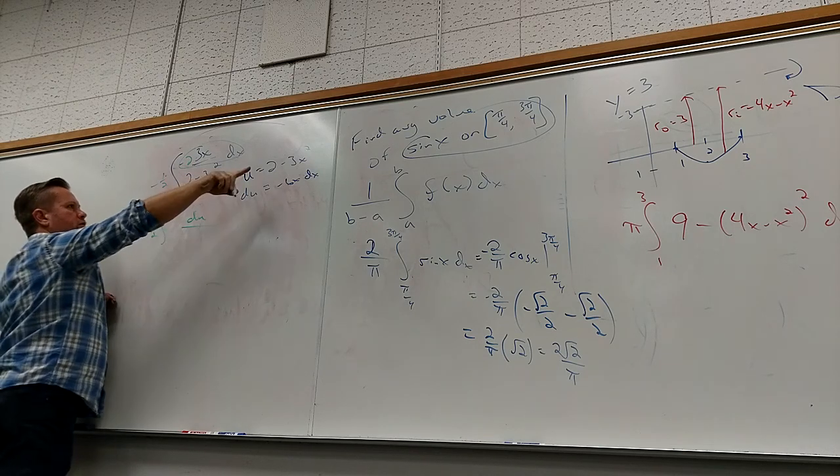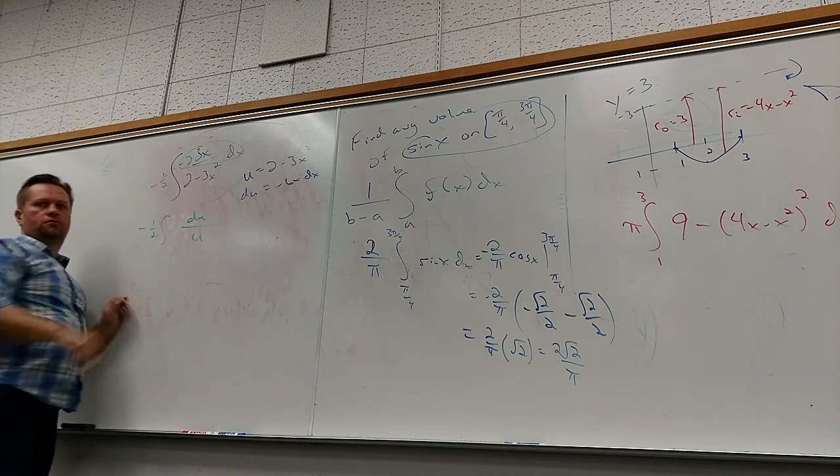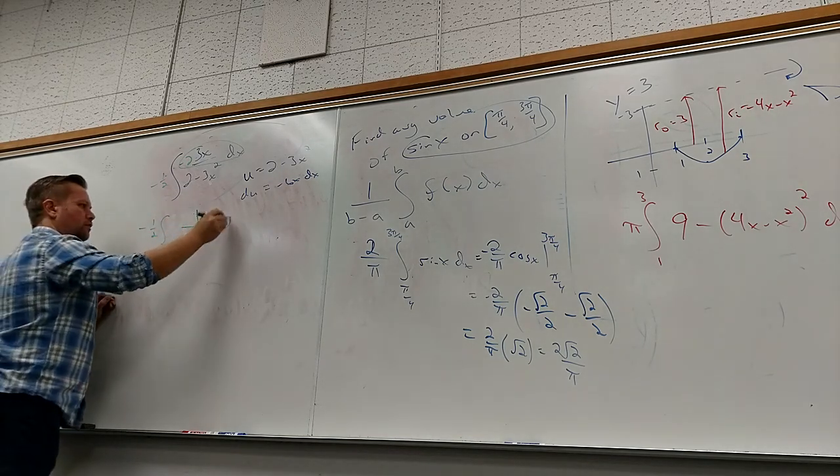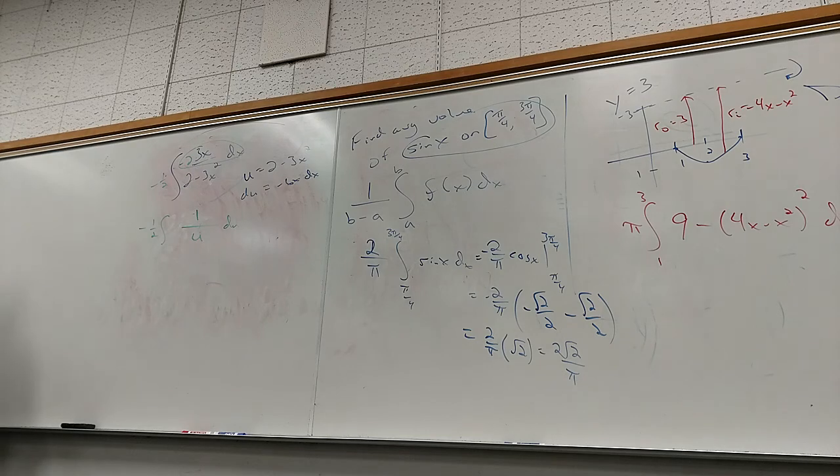And on the bottom, what is 2 minus 3x squared is u. You can write it like this, or you can write it like this. It doesn't matter. Like this, you can write it like that. And of course, what's that integral?